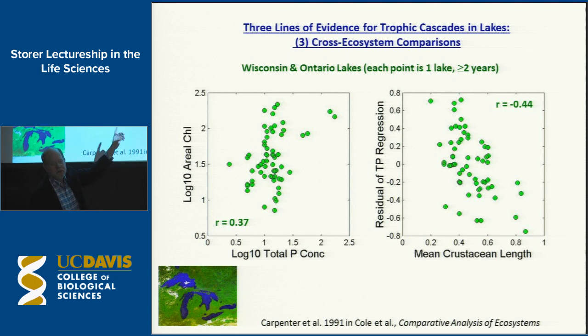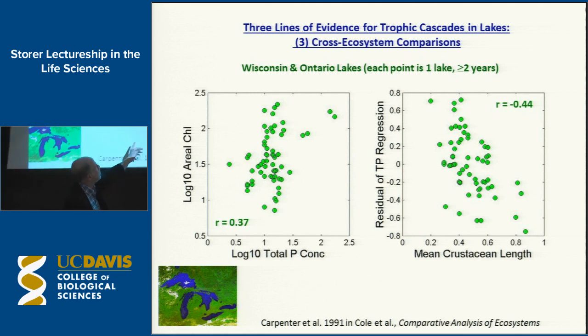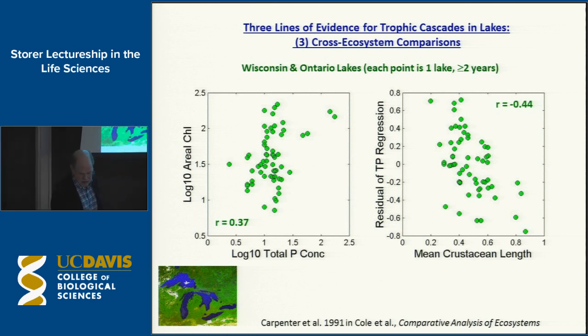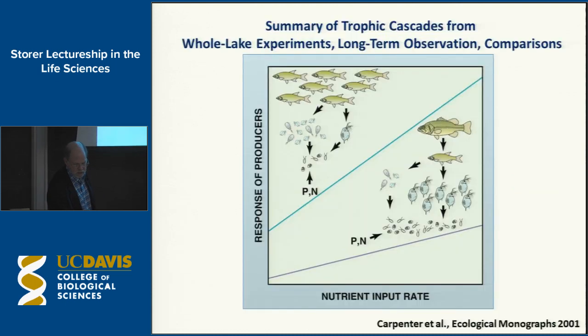Spring mixed-layer total phosphorus is a pretty good index of loading, and pretty good was all we had for this study. There is a positive correlation between plant biomass and phosphorus, and there is an inverse relationship between the residual and the size of the grazers, just as in the experiments. So again, evidence for a trophic cascade effect in the chlorophyll of these lakes.